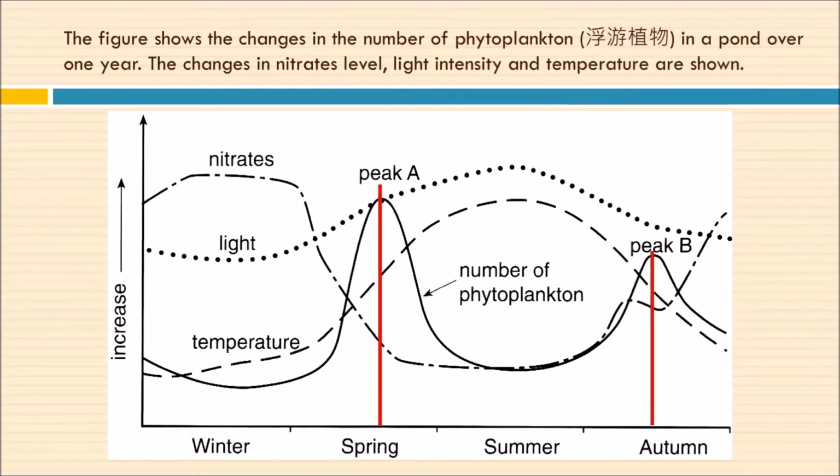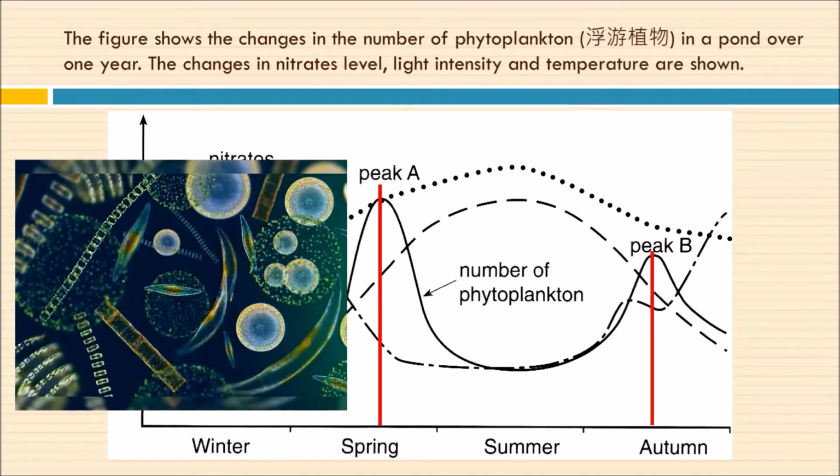After the brief revision, let's take a look at the question about the changes in number of phytoplankton in a pond over a year. The graph also shows the changes in nitrate level, light intensity, and temperature. By reading the graph, I want you to draw a line at each peak, so prepare a ruler with you. And the phytoplankton is a type of algae, so they can carry out photosynthesis in the water.